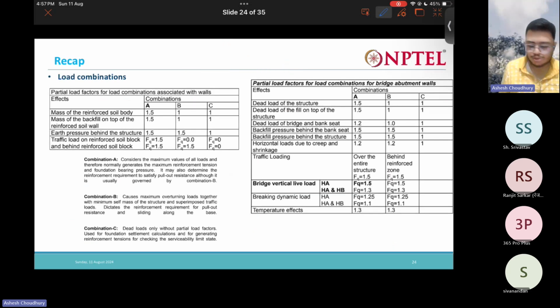Now these are the various load combinations given in BS 8006. Load combinations A, B, C for various criteria are given. These are various factors that you have to multiply with the load, then calculate the total load and use that load for the analysis. I am not repeating that now. We'll see that later if we need. For now, just see whatever is given here.